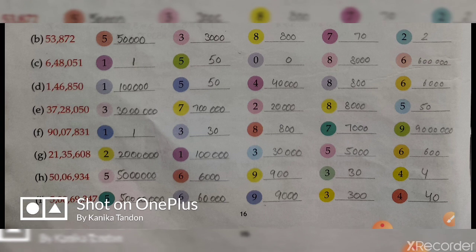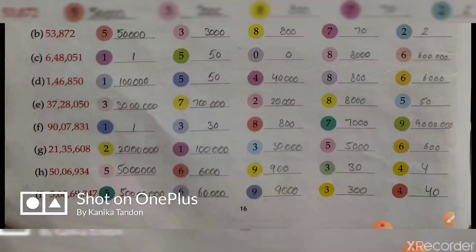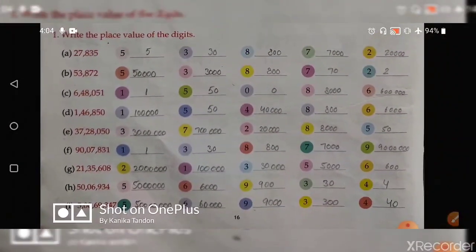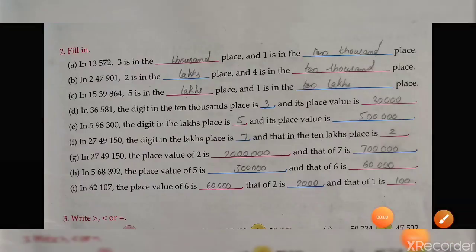6 is at 600th place, so we'll write 600. I hope it is clear to you all. Let's come to the next exercise.